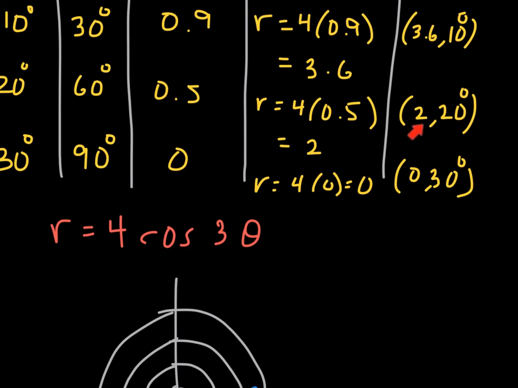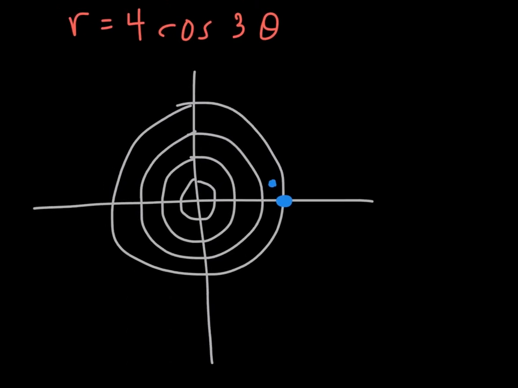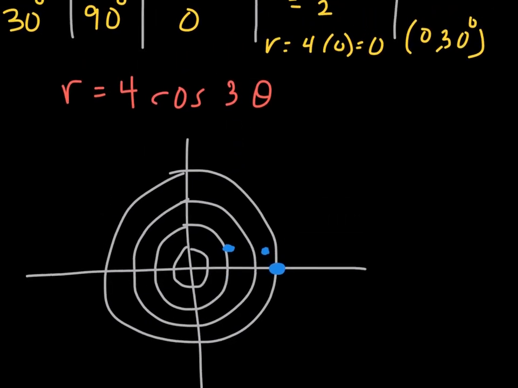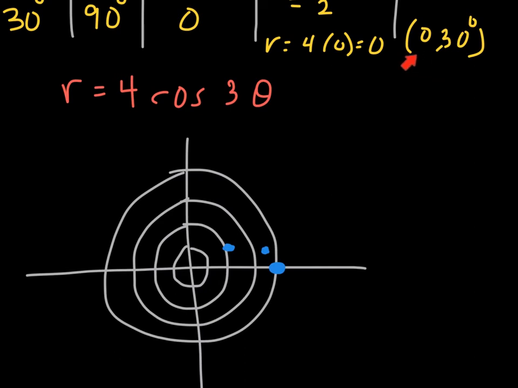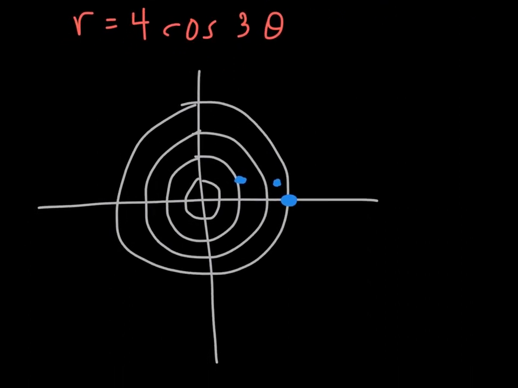At 20 degrees, you're out at 2 units away from the pole. So at 2 units, 1, 2, you're at about 20 degrees, okay? And then this point here, at 30 degrees, you're at 0 units away from the pole. In other words, at 30 degrees, you're right at the pole.